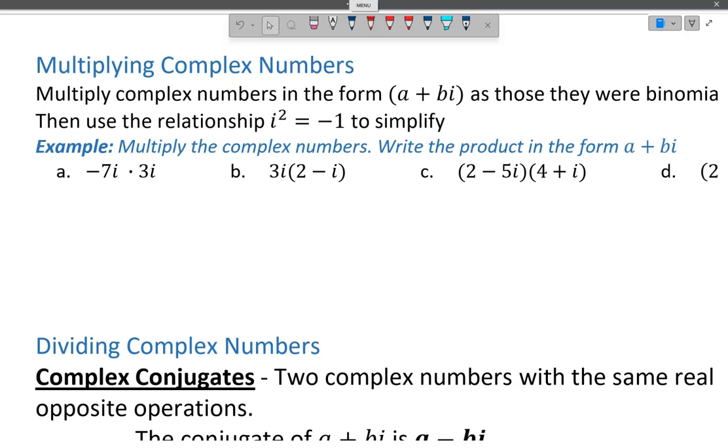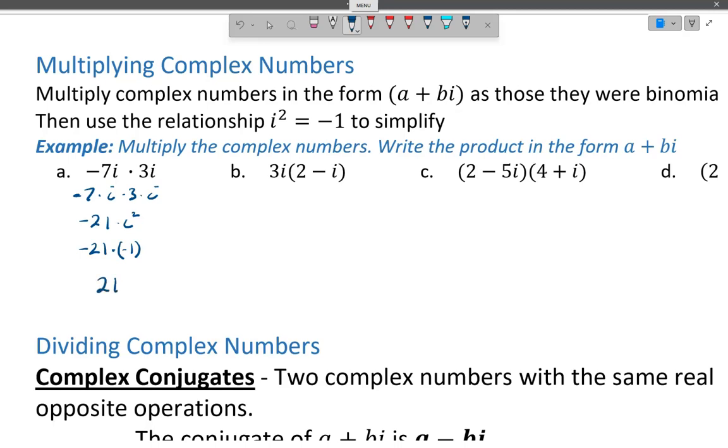So we're just multiplying. This is negative 7 times i times 3 times i. So I can multiply the negative 7 and the 3, and I get what? Negative 21. And then what's i times i? So I've got i squared becomes negative 1, which means the product is a positive 21.